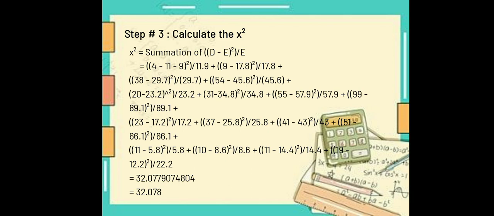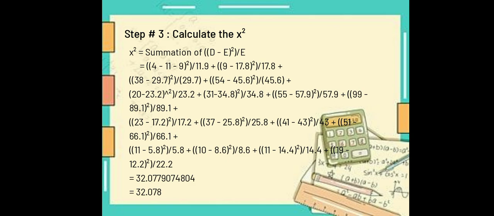all over 25.8 plus 41 minus 43 squared all over 43 plus 51 minus 66.1 squared all over 66.1 plus 11 minus 58 squared all over 5.8 plus 10 minus 8.6 squared all over 8.6 plus 11 minus 14.4 squared all over 14.4 plus 19 minus 12.2 squared all over 22.2.